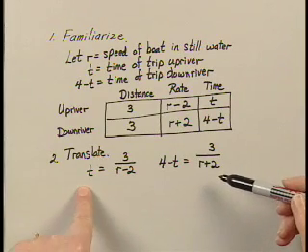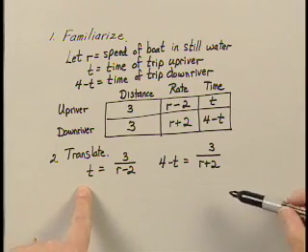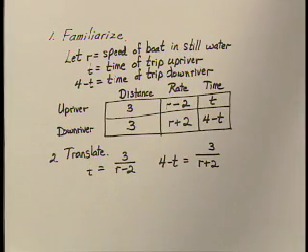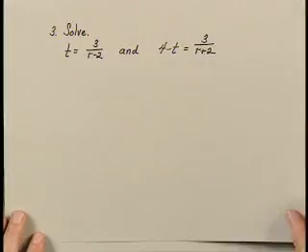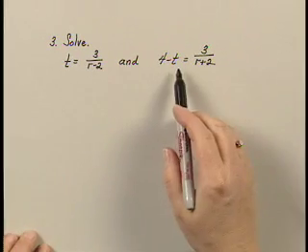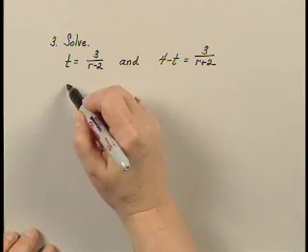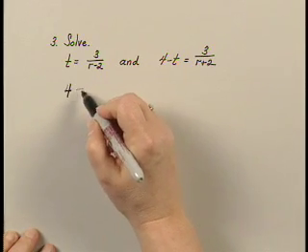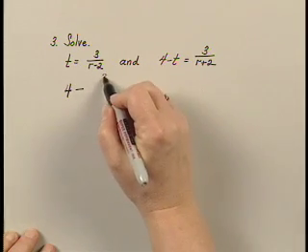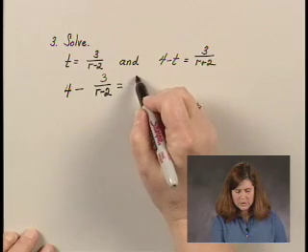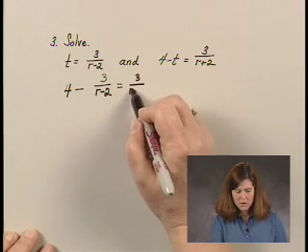These both have to be true, and I'm going to substitute in the next step to solve. Since T equals 3 over R minus 2, I'll substitute that for T in the second equation and then solve for R. I have 4 minus T, or 3 over R minus 2, equals 3 over R plus 2.